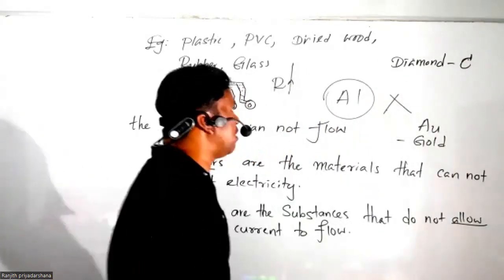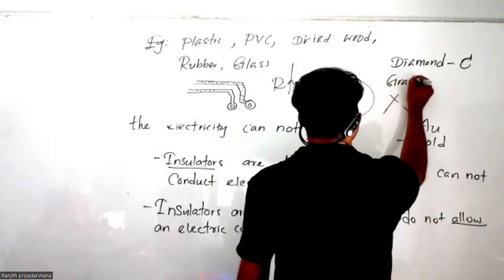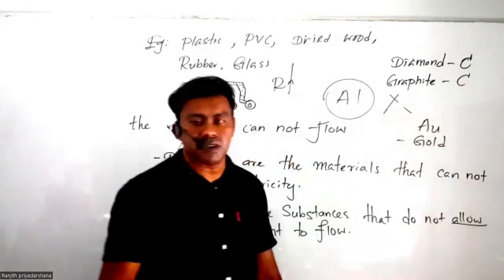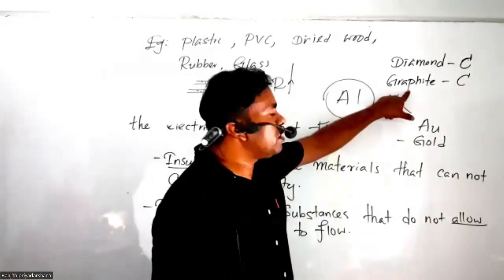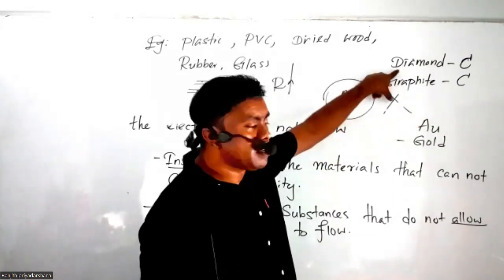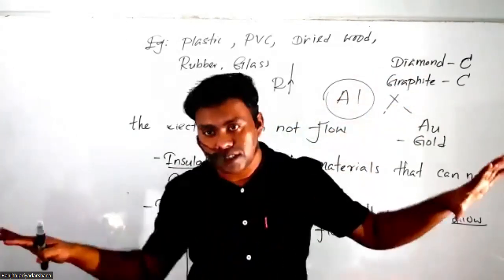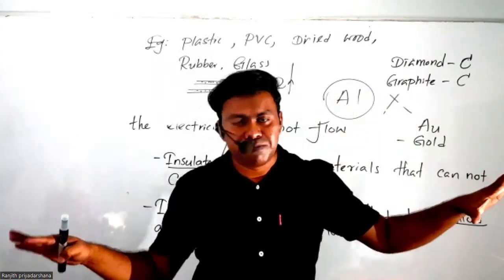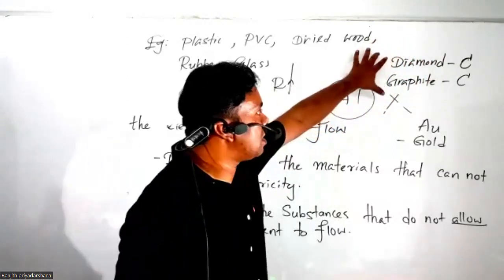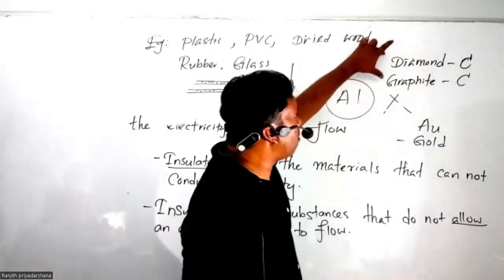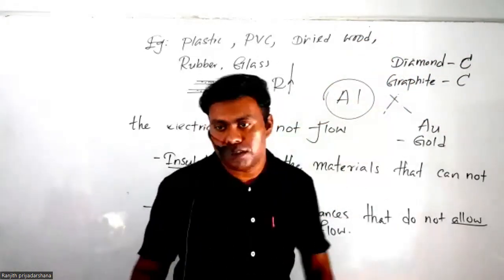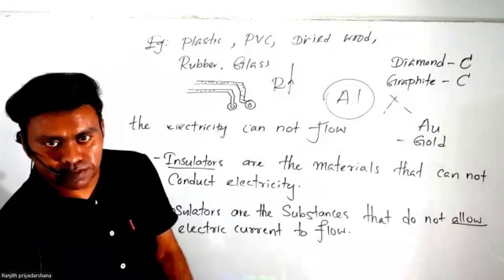Earlier we learned about graphite. You remember graphite? Graphite is also carbon. But graphite is a good conductor. It's a non-metal but a good conductor. Diamond is a non-metal, not a conductor. Both are carbon; they are called allotropes of carbon. You can learn them later.